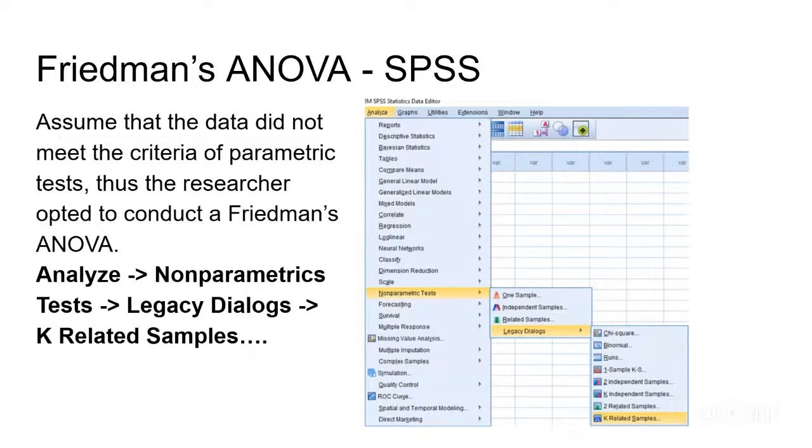Next. Just like others, you have to check the non-parametric test, after that legacy dialogue, and then the K-related sample. Here you have to select the K-related sample. Keep in mind that you have to select the K-related sample, not the independent sample.